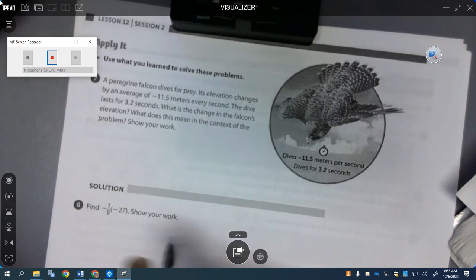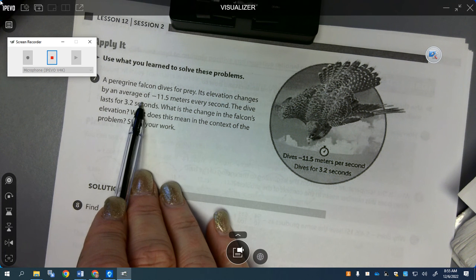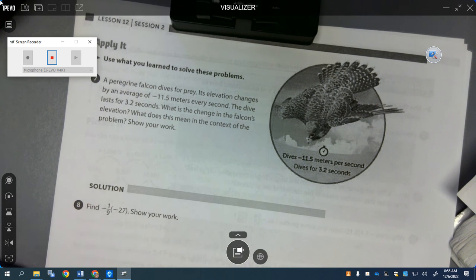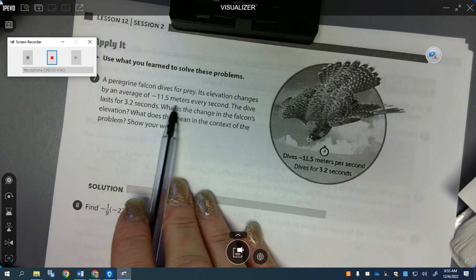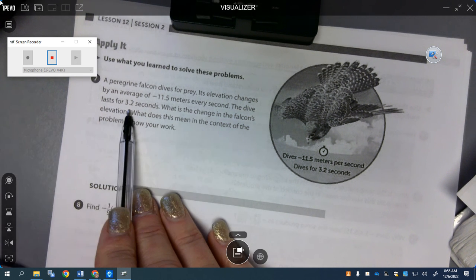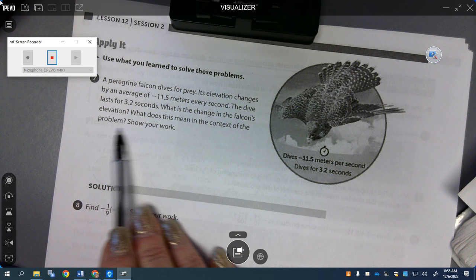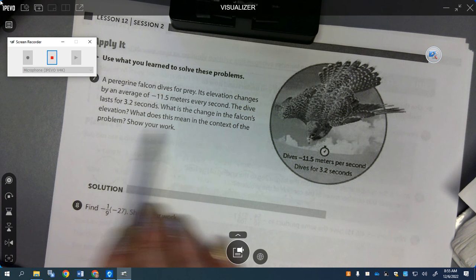A falcon dives for prey. Its elevation changes by an average of negative 11.5 meters, or 11 and 5/10 meters, every second. The dive lasts for 3 2/10 of a second. What is the change in the falcon's elevation? What does it mean in the context of this problem?